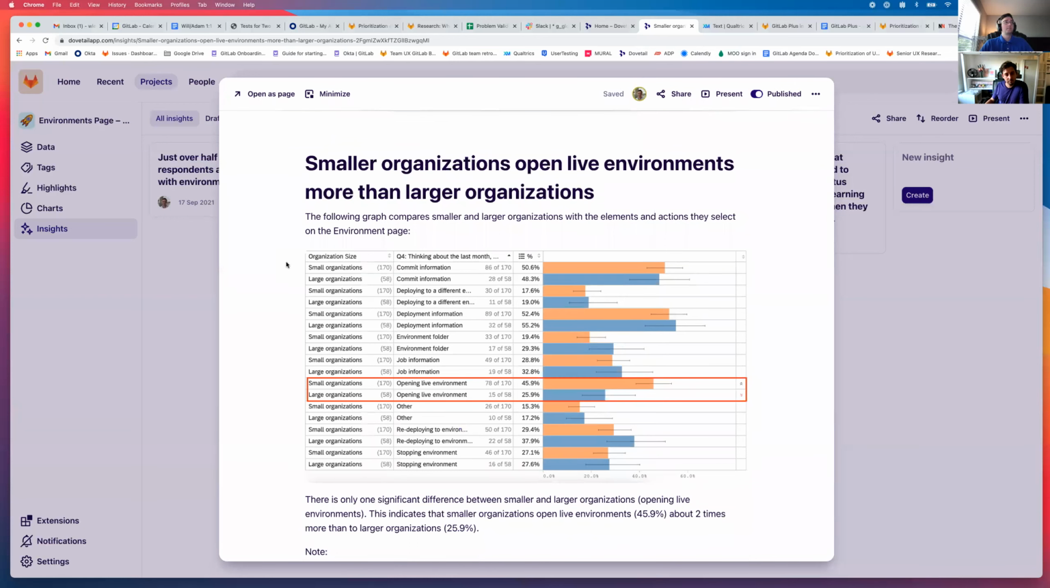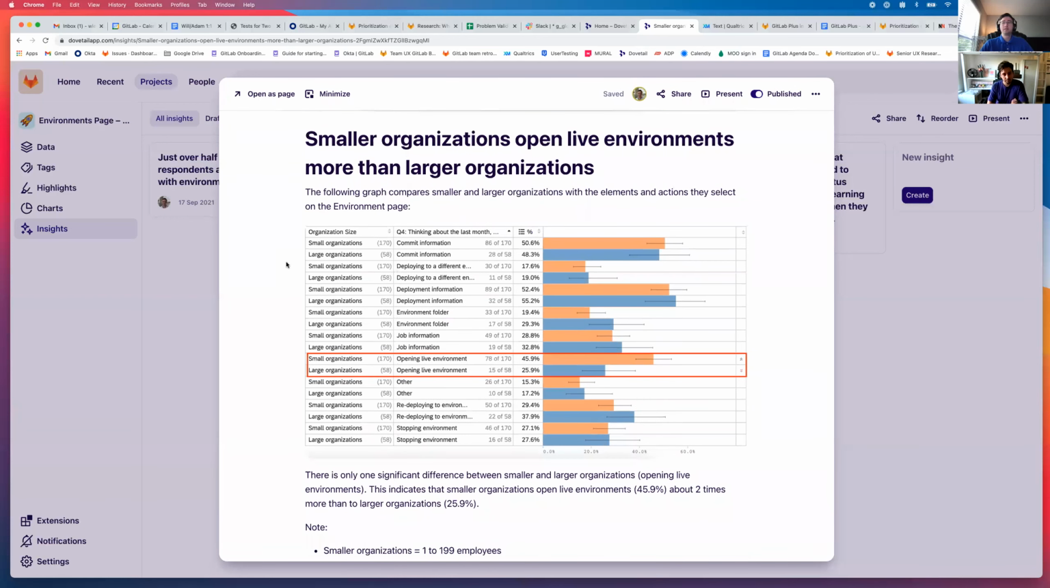This was something that we had talked about a little bit offline and did a follow-up analysis on. So one of the questions that you had was, looking at those different types of elements and actions that they could complete and have done on the environments page, is there a breakdown or a difference between larger and smaller organizations across those different actions and elements? So we ran that analysis. This is showing a good chunk of that here.